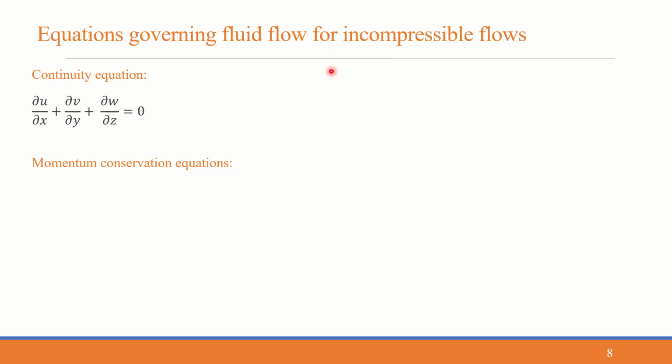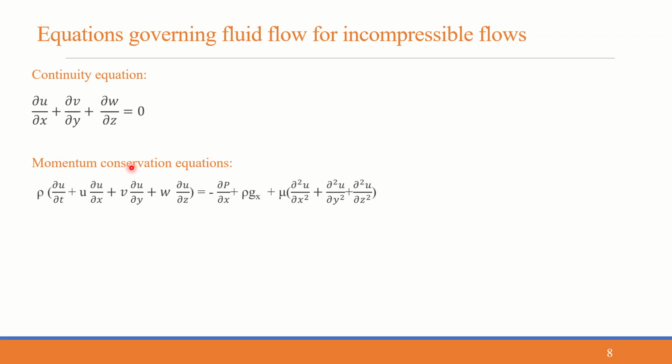And momentum conservation equations we have in three directions, x, y and z. So the first one, in x direction, is rho into dou u by dou t plus u into dou u by dou x plus v into dou u by dou y plus w into dou u by dou z equal to minus dou p by dou x plus rho gx plus mu into dou square u by dou x square plus dou square u by dou y square plus dou square u by dou z square. So this is the x direction momentum conservation equation.